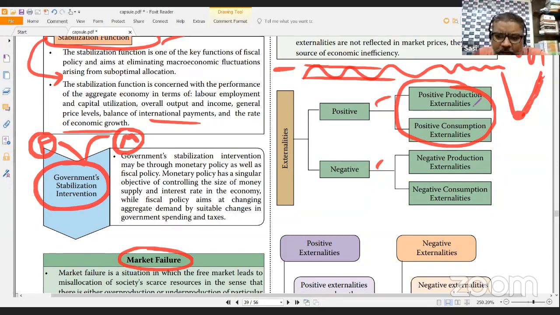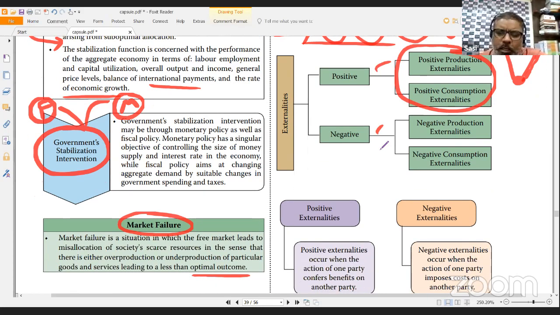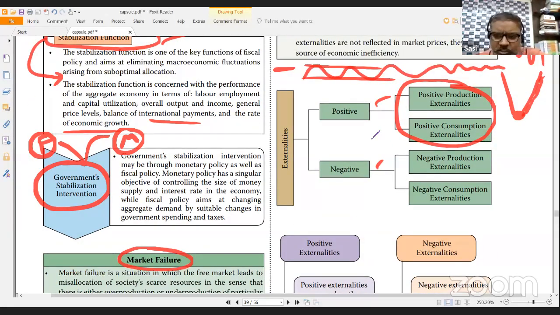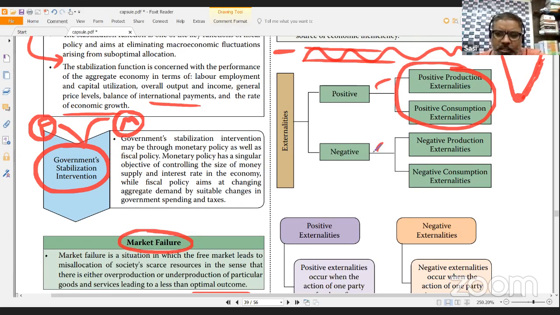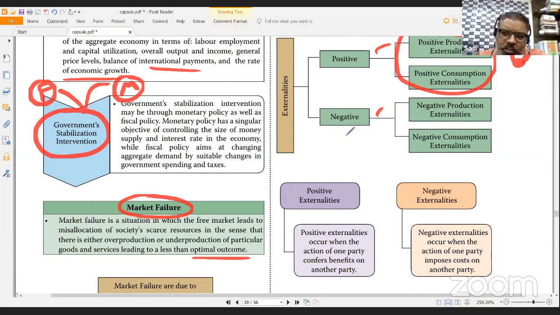In the same way, if a factory is there in a particular city or place, or a company or a corporation is there, it is training its employees. It is doing research and development. That is all positive production externality. And that is all happening when they are producing, not when they are consuming. So production externalities are those which result from the production process. Consumption externalities are those which result from the consumption process, as the name indicates. And when we say positive, those are good things. And when we say negative, those are bad things.